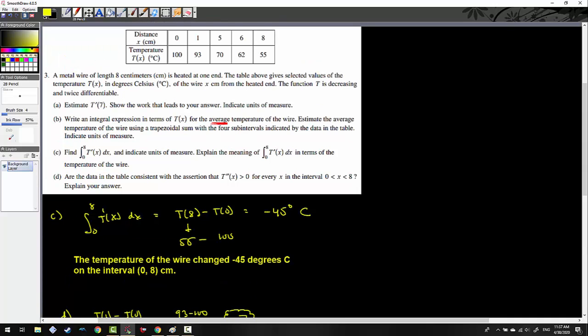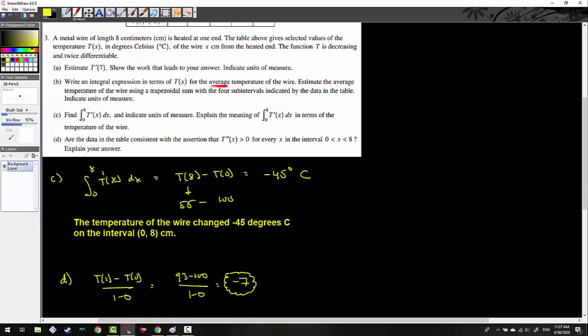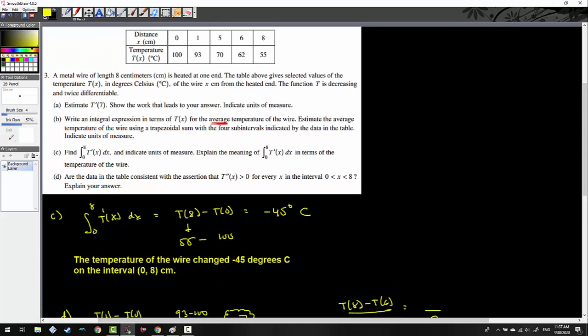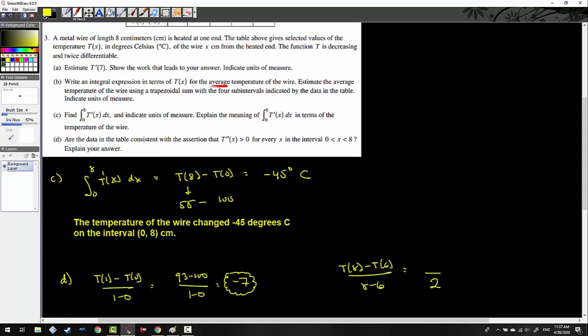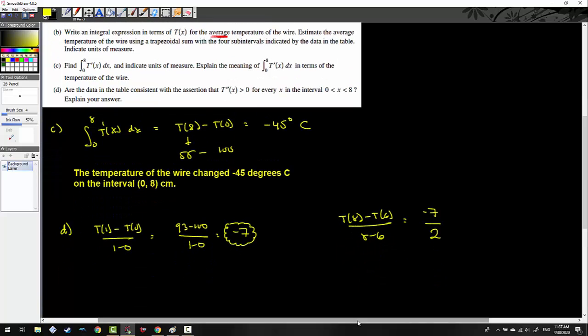And then what I'll do is I'll go back up to the table. I'll do from 6 to 8. Now, there's a reason why I'm choosing these values here. T of 8 minus T of 6 over 8 minus 6. Well, that's going to be a 2 up here. And let's see here, what are those numbers? 55 minus 62, so negative 7.